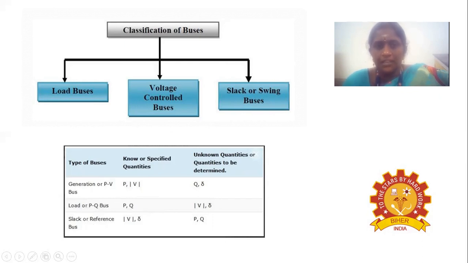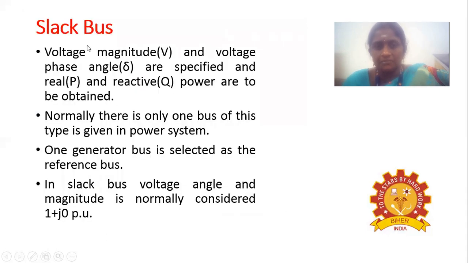Usually in a power system network, only 2 types of buses exist. That is generator bus and load bus. Any one of the generator buses we have to assume as a swing bus. That means that is a slack bus. So a slack bus does not exist on its own. One of the generator buses is considered as a slack bus.